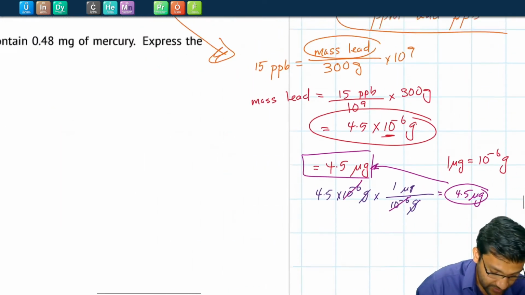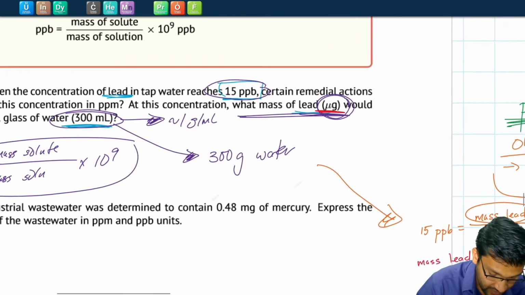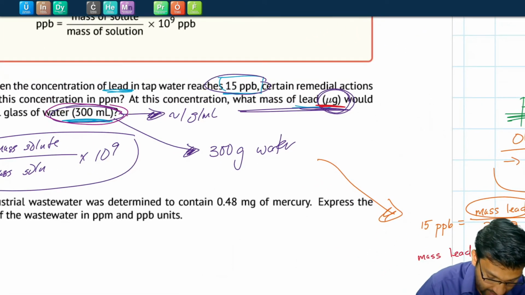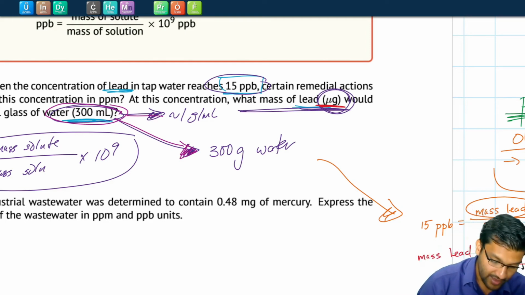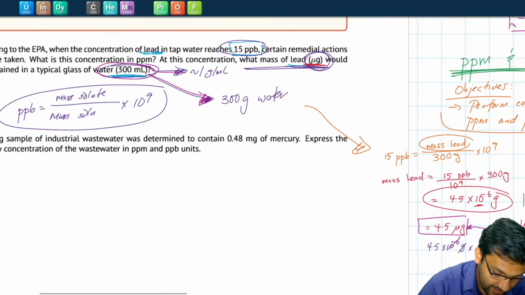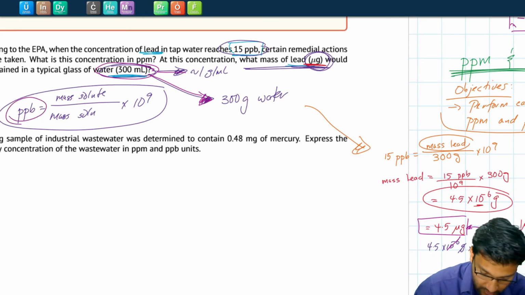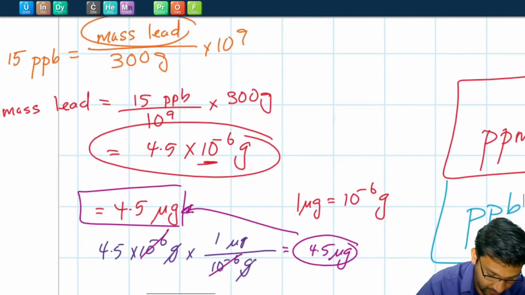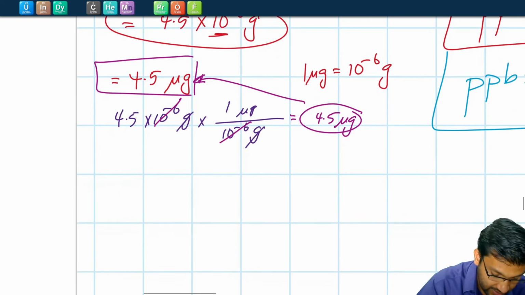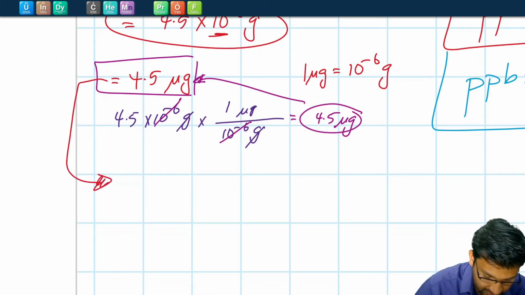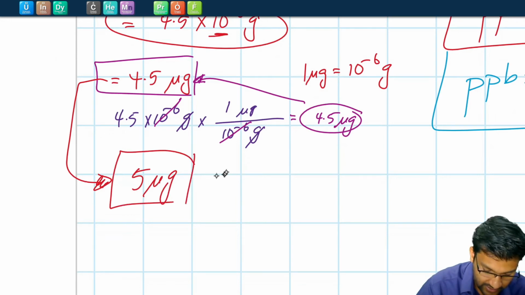A couple of steps that we needed to do was first convert the volume of water to the mass of water using the density of water, which is just 1 gram per milliliter. And then we use the mass of the water and the concentration here to figure out the mass of lead and then convert that to the appropriate units. Oh, by the way, this answer should have one significant figure, so that's about 5 micrograms of lead to 1 sig fig.